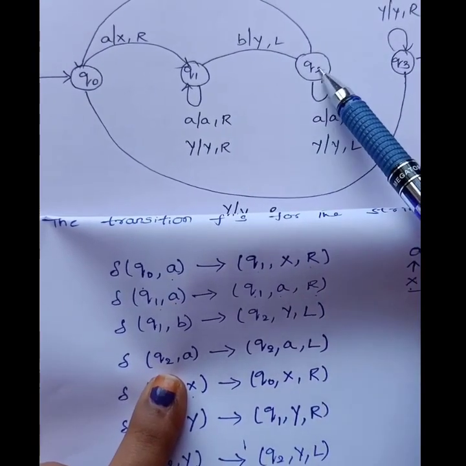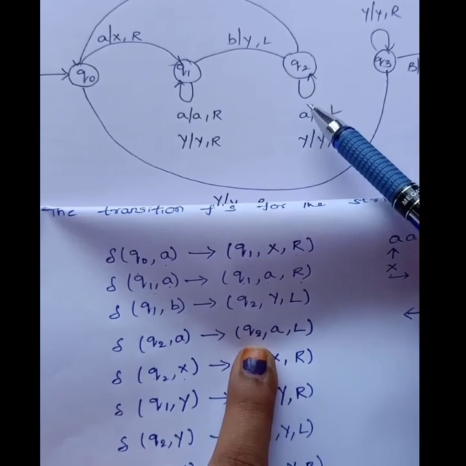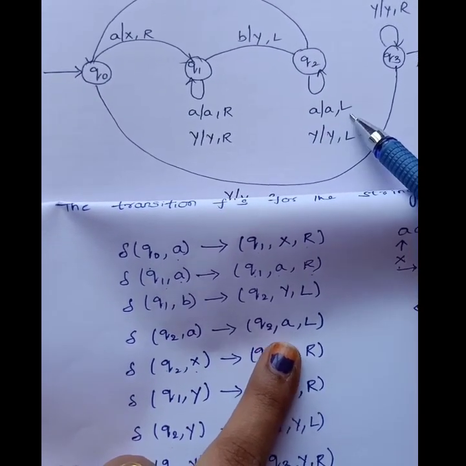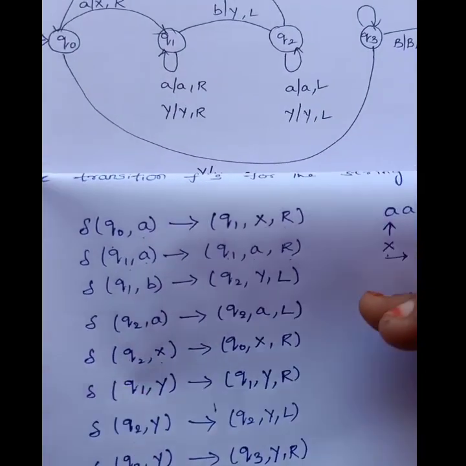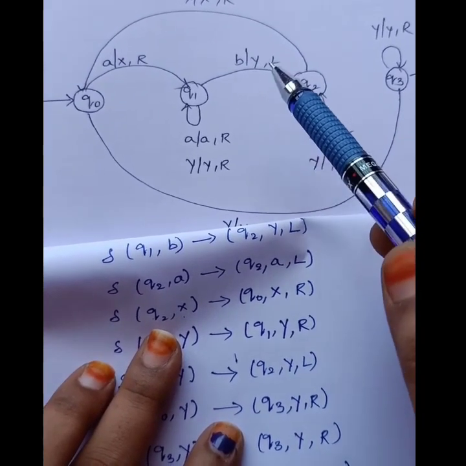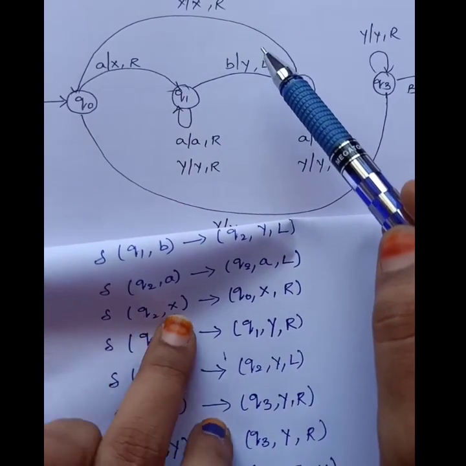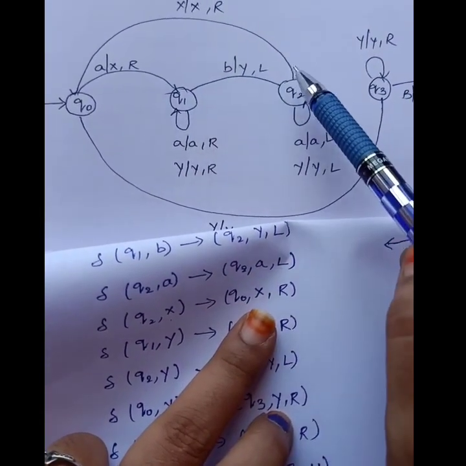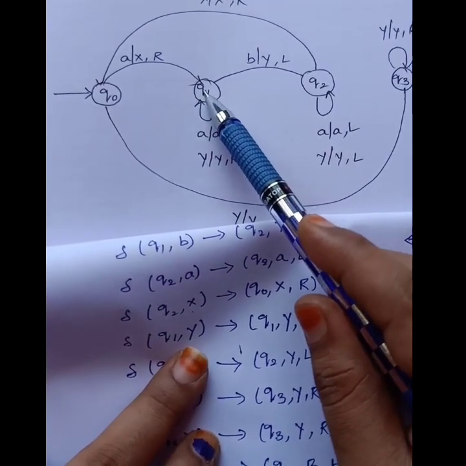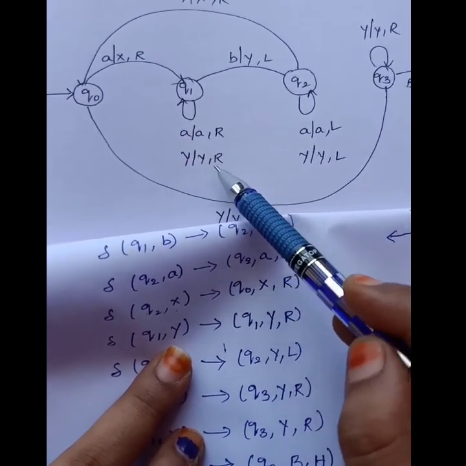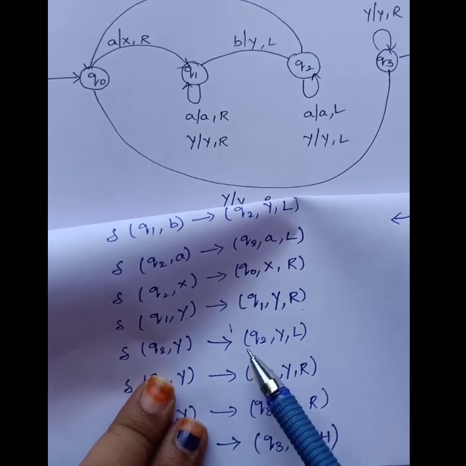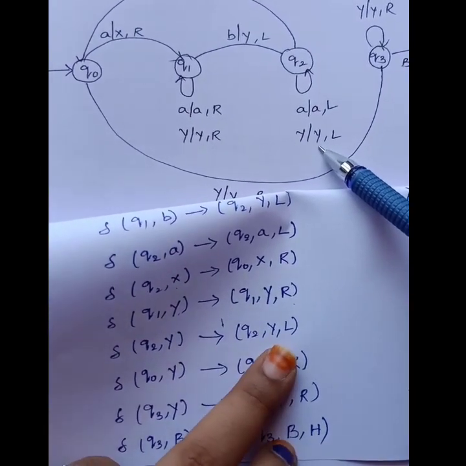For the transition Q2 to Q2, A/A, L means we do not change the cell symbol A and move left. Then Q2 to Q0: here X is the input, X is not changed, and the head moves right. Q1 to Q1 with input Y: the label is Y/Y, R, meaning Y is the input, Y is the rewritten symbol, and the head moves right. Next, Q2 to Q2 with Y as input, Y is rewritten as Y and the head moves left.